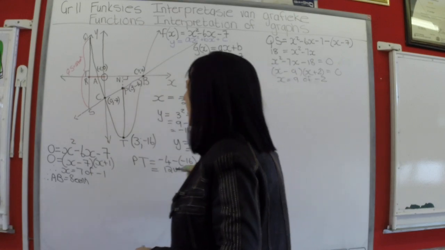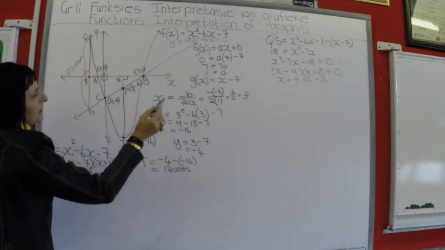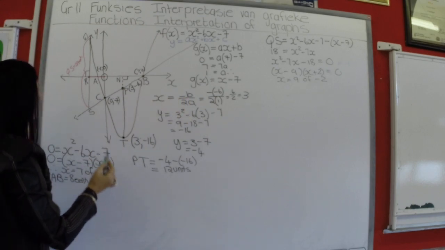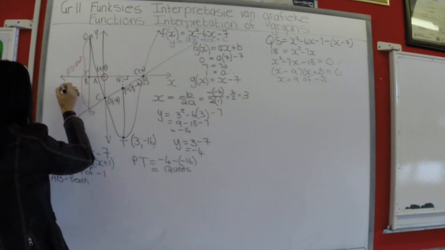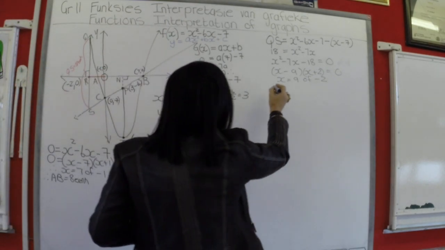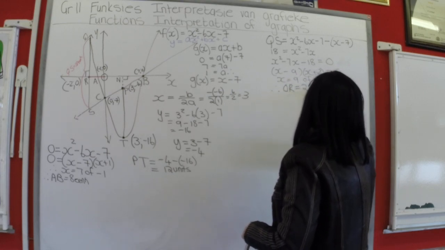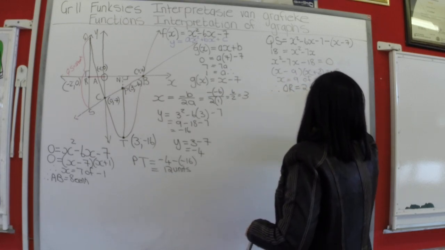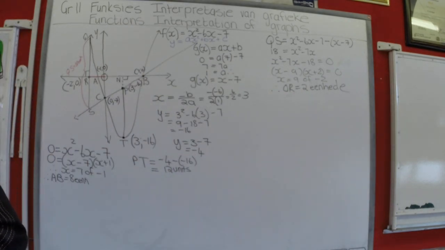Now, on what side of the x-axis is the value negative? On this side, so that x value is going to be minus 2. So the r coördinate sal wees (minus 2, 0). So OR se lengte gaan wees 2 eenhede. Remember, a length can never ever be negative. Never ever.